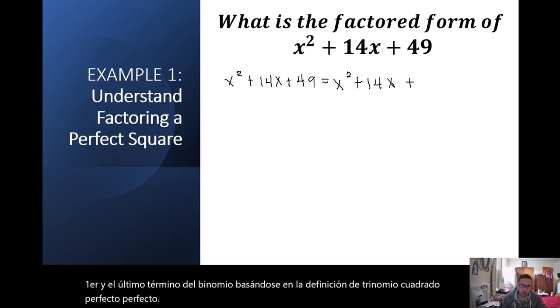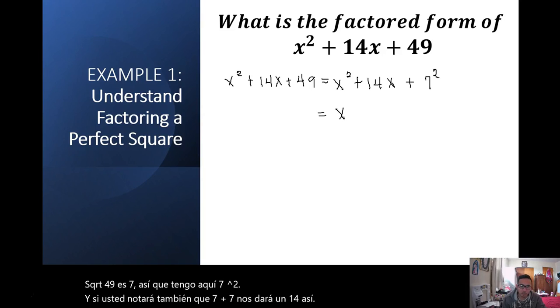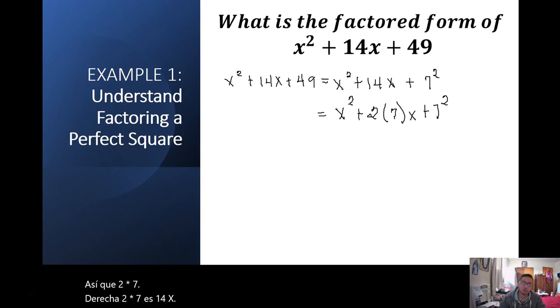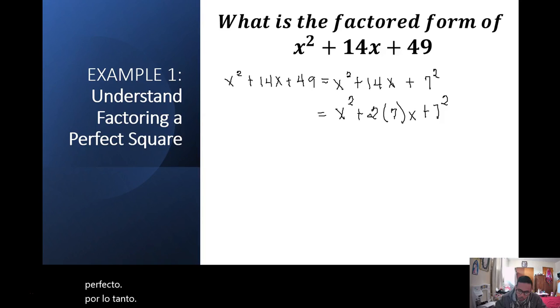The square root of 49 is 7, so I have here 7 squared. And if you will notice also, 7 plus 7 will give us 14. It says there twice as, so 2 times 7, right? 2 times 7 is 14x plus 7 squared. So I'm just following the definition of a perfect square trinomial. Therefore, we have x plus 7 and x plus 7.